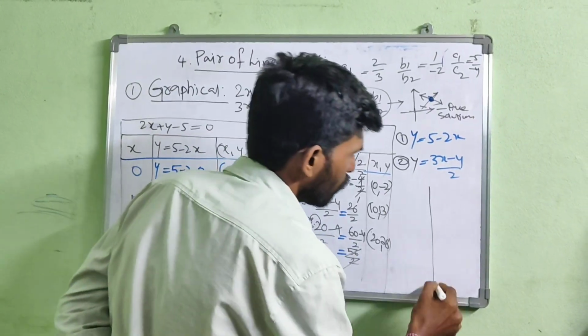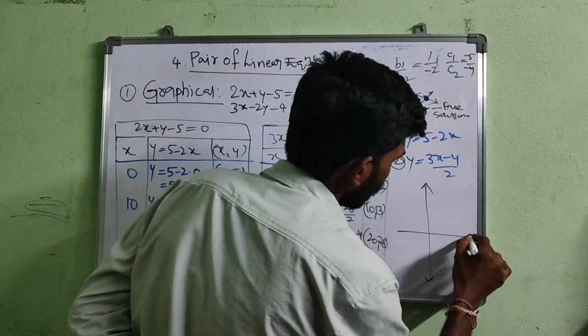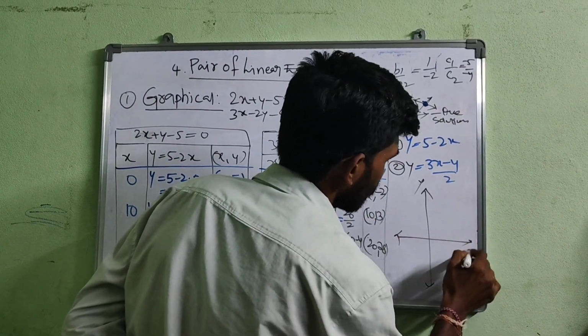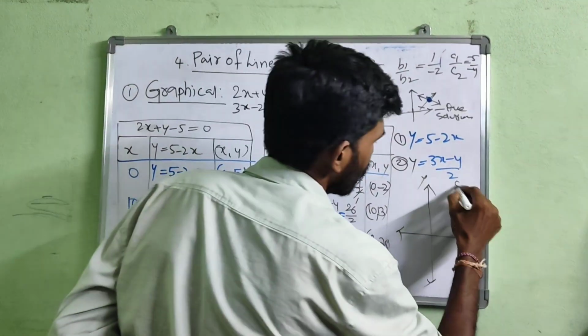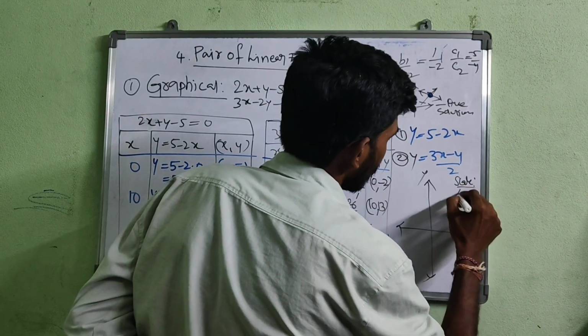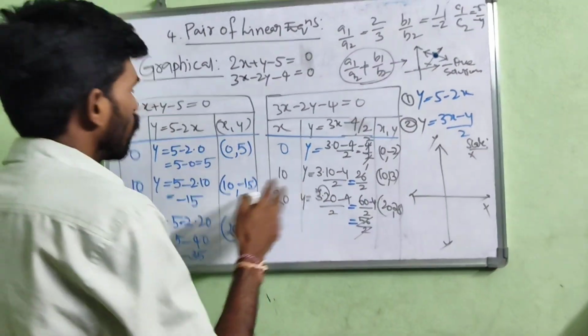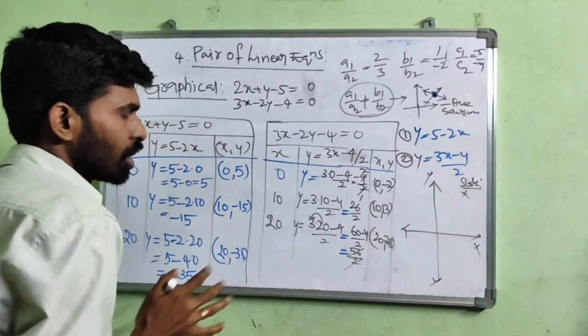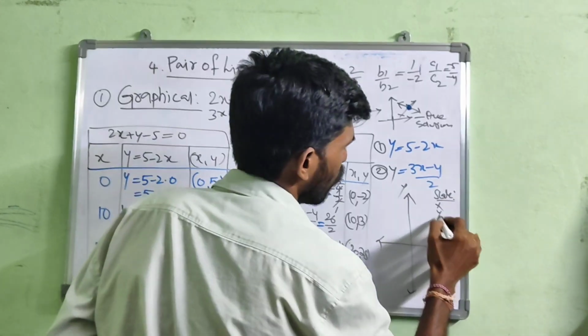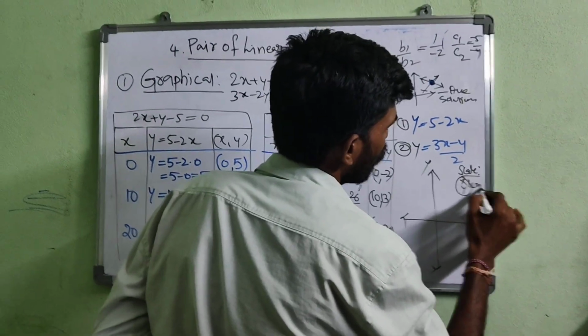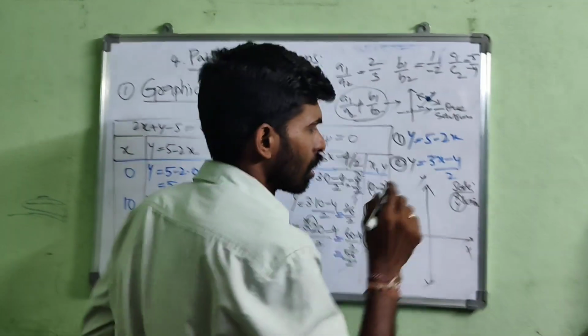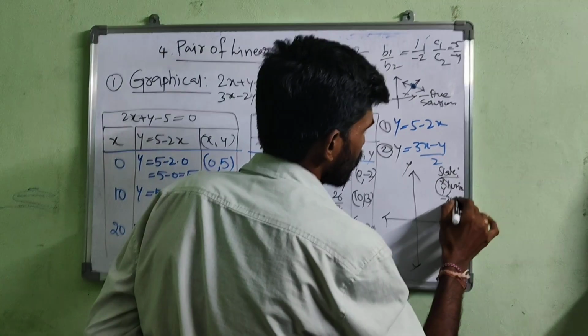Now, we need to draw the graph. This is the y-axis, this is the x-axis. Now, we need to take the scale. On the x-axis 0, 10, 20 are there. On the y-axis 5, 15, 35 are there. That's why on both the x and y axes, I am considering 1 box on the graph as 2 units.